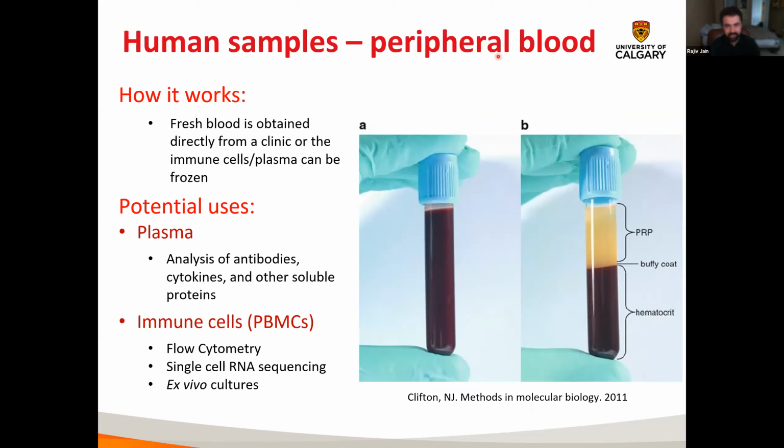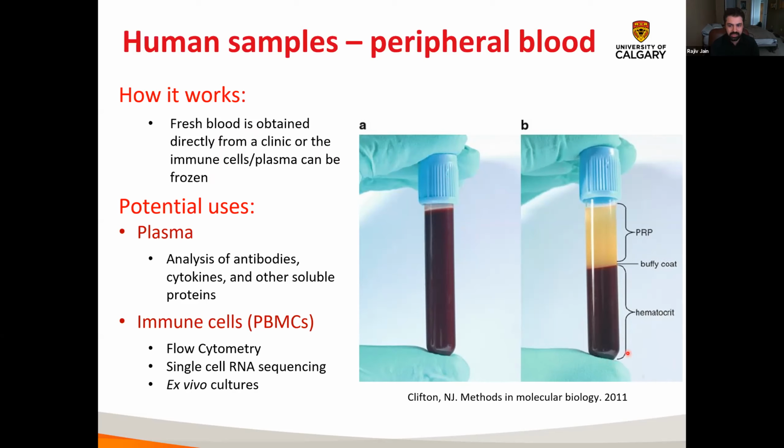Another sample that you can get your hands on would be the peripheral blood of a person. Peripheral blood isn't too invasive. There are some complications that can occur, but for the most part, it's not too hard to get a study approved where you'd just be taking peripheral blood. The way this would work is once you have the tube of blood, you would then centrifuge it to separate it into different layers.